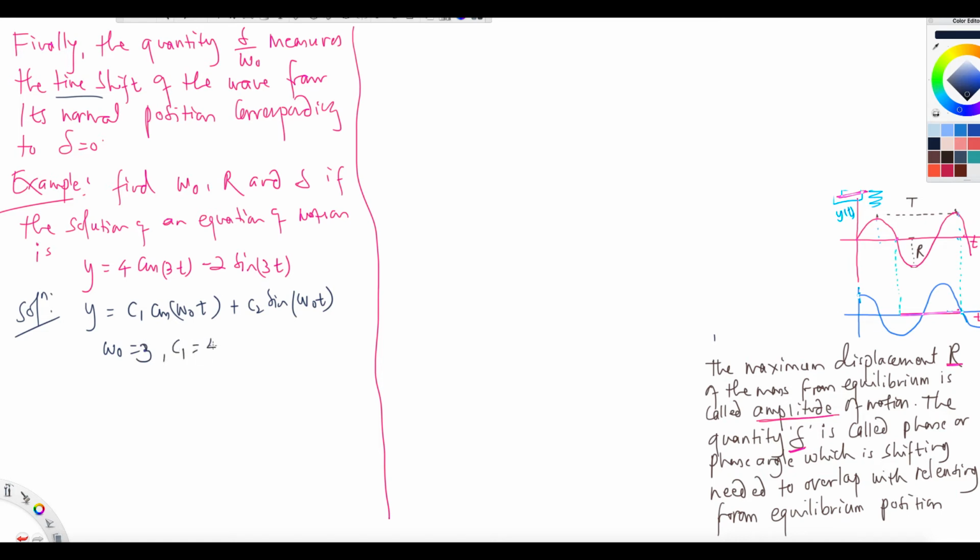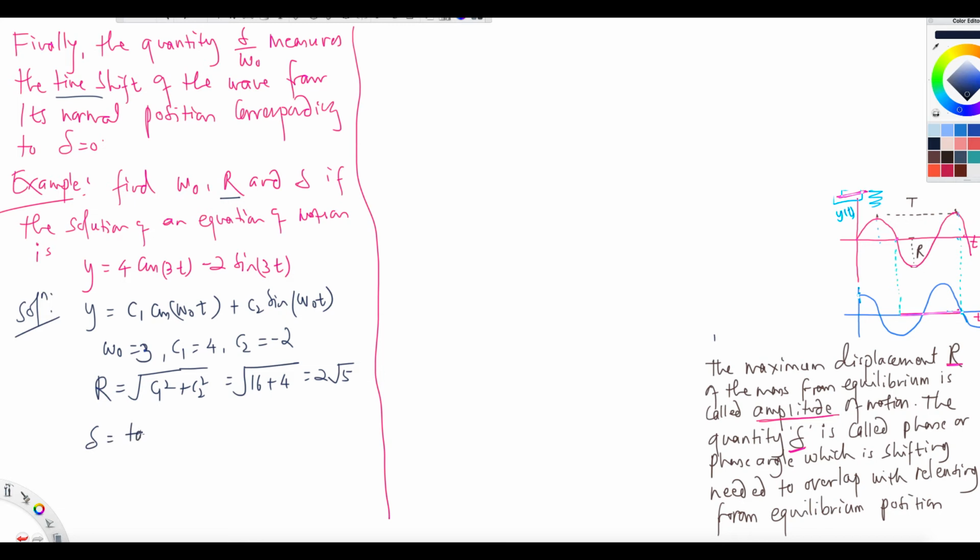C1 is 4 and C2 is negative 2. You see that? So what will be R then? R will be the square root of C1 squared plus C2 squared, right? So it will be 16 plus 4, which is 20. 20 is 4 times 5, and the square root of 4 is 2. So R is 2 square root of 5. That's what you get. And now how do I find out delta?